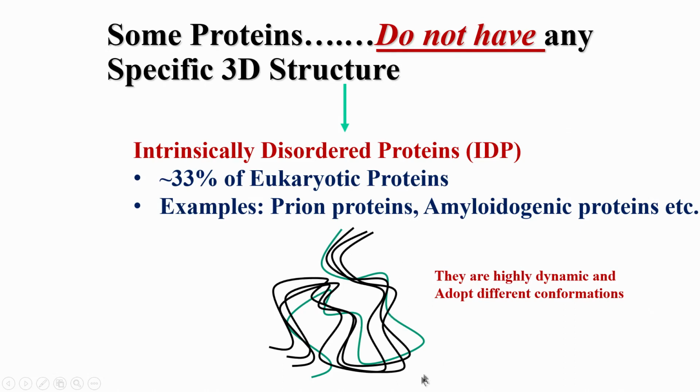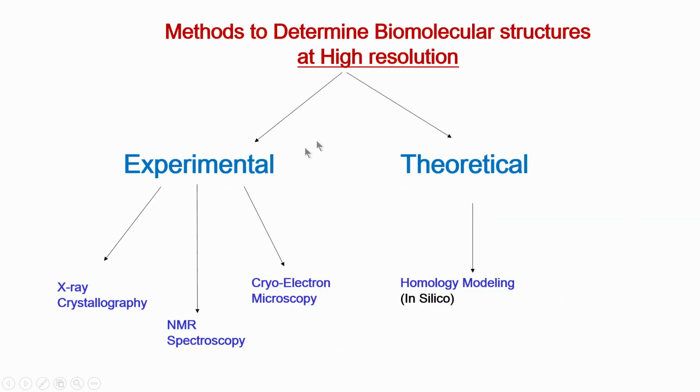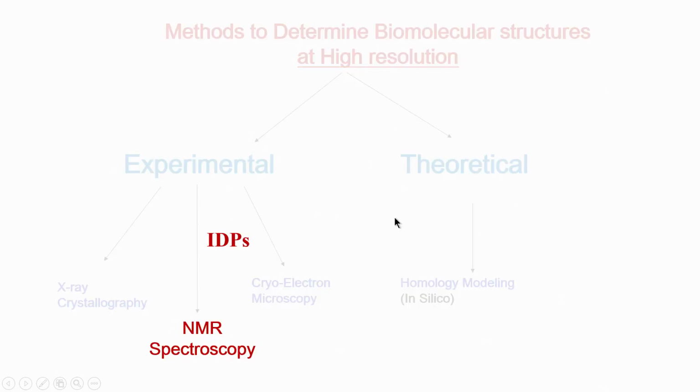Now, given that there is no structure possible for an IDP, meaning a well defined 3-dimensional specific structure, you can't use X-ray crystallography or theoretical methods, because how do you use X-ray crystallography when there is no structure. So, when we talk about IDPs, we do not talk about their structure, because they do not have any particular structure. Therefore, if you look at the techniques which we looked at for solving biomolecular structures, the only technique which we can use for IDPs is NMR.